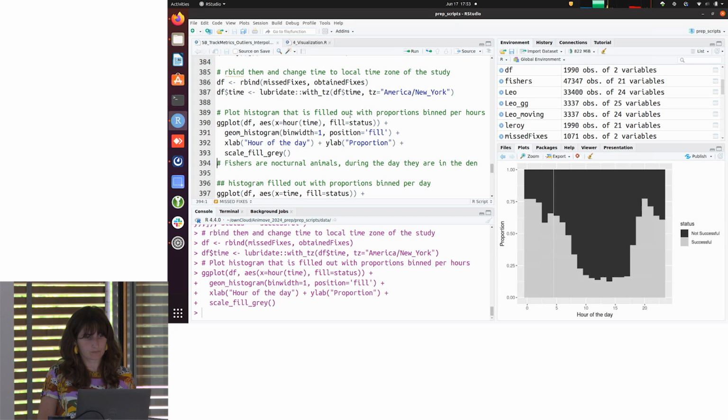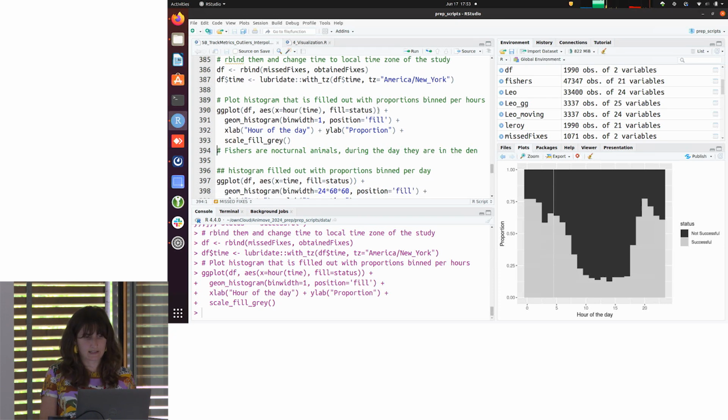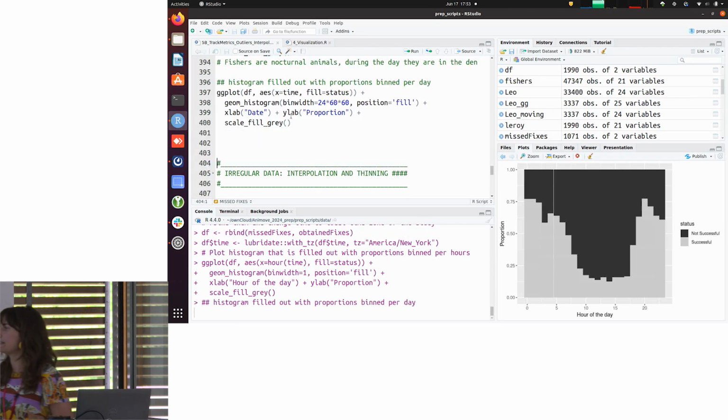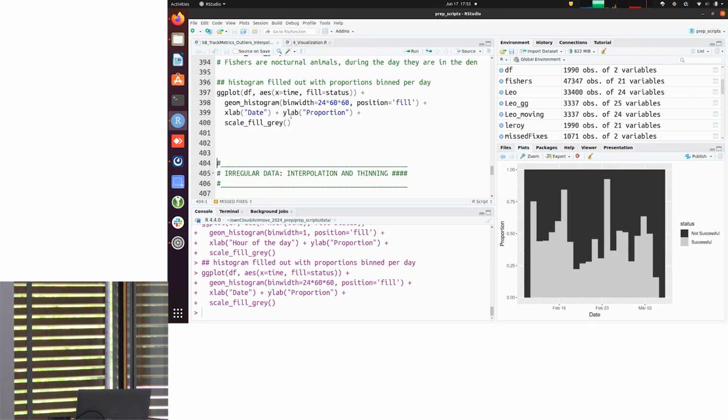And just as an exercise, we can do the same example, calculating this per date. So also this might tell us something. I mean, it's not the case for this animal, but if an animal hibernates or something, this could tell us if there are certain times of the year in which we always get missed fixes compared to other times of the year.